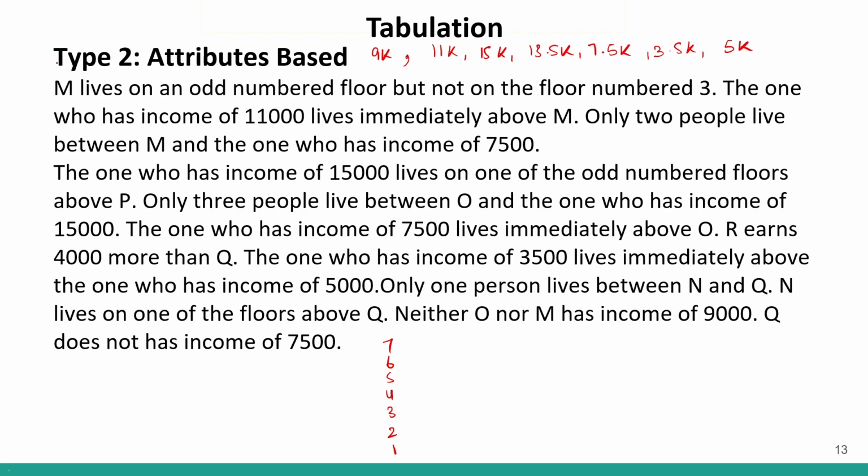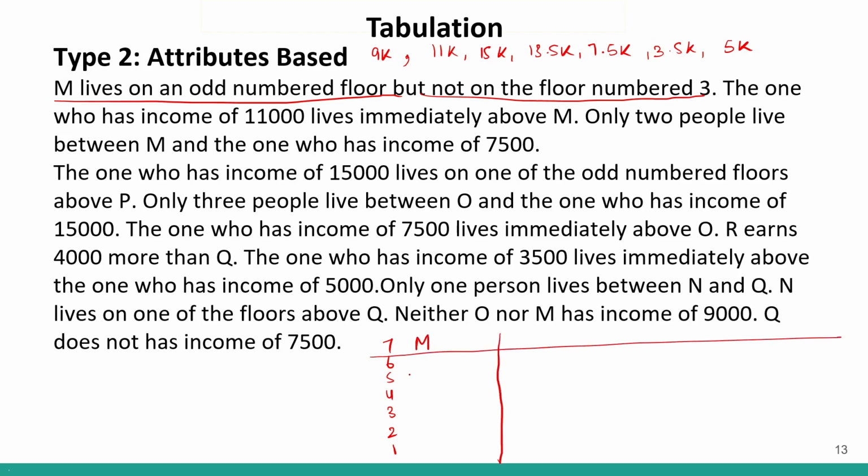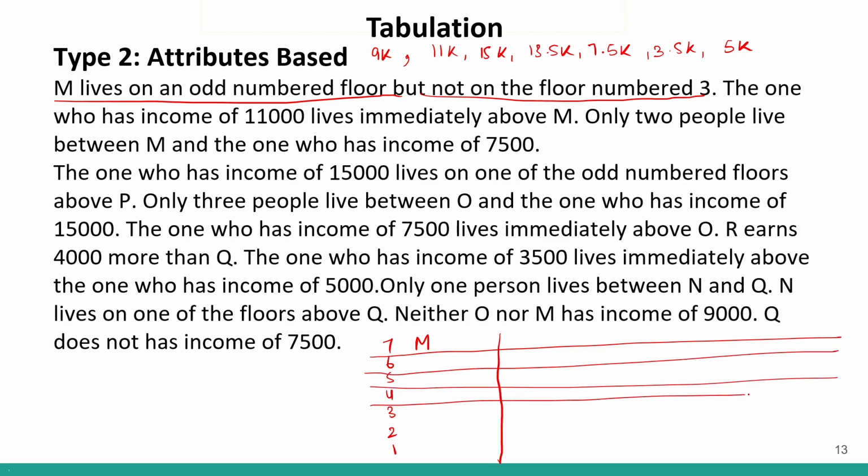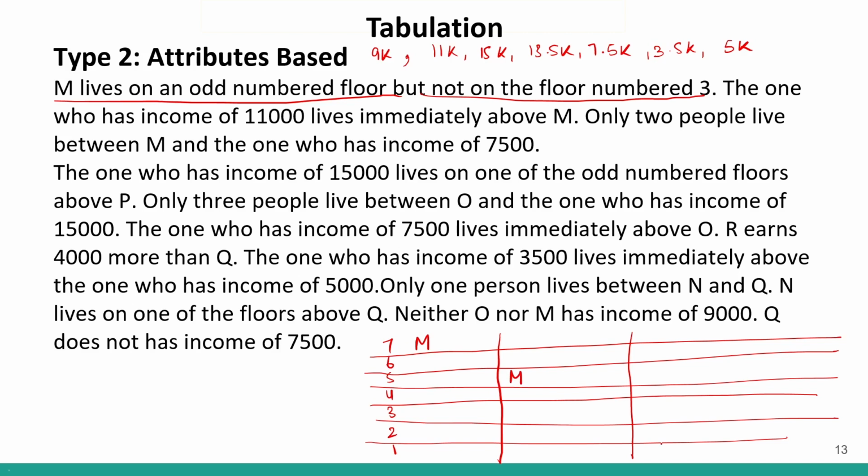Okay. Now M lives on an odd numbered floor but not on the floor number 3. So odd numbered floors are 7, 5, 3 and 1, but he does not live on 3. That means M can live here, or I am drawing lines like this to avoid any confusion, okay? In your examinations, you may skip this part. You don't have to draw lines or anything, but just to avoid confusion, I'm doing this. So now we have three possibilities. M can live on 7, M can live on 5, or M can live on 1. Why? Because M cannot live on 3. Okay?